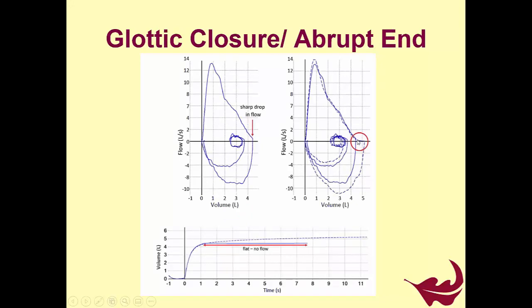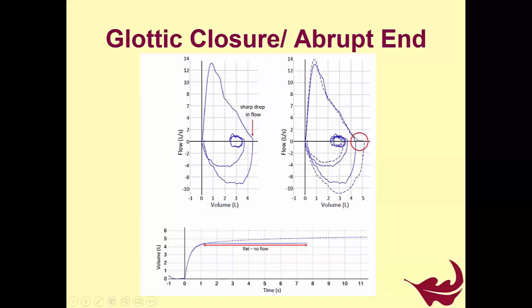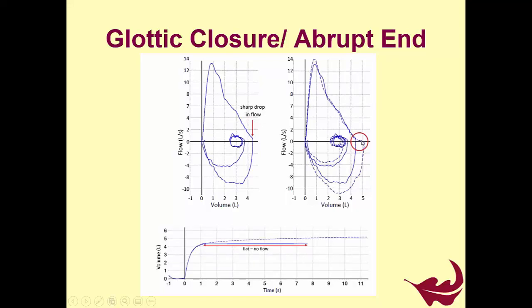And even in this example where you can see that's an abrupt end, and then the dotted line, the normal one where the plane comes into land, you can see the difference between 5 liters and let's say 4.2 liters or whatever. Significant difference if the person does not have complete exhalation. On the volume time curve, you can also see this. You can see the rise, and then instead of the volume increasing over time as the person continues to exhale, you just see a straight line. So there's a flat line, no further flow, the person just stopped exhaling.